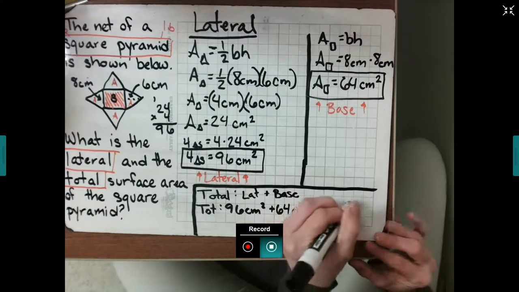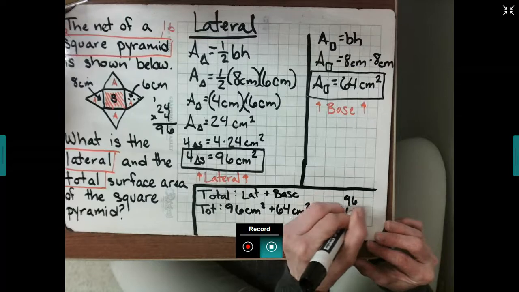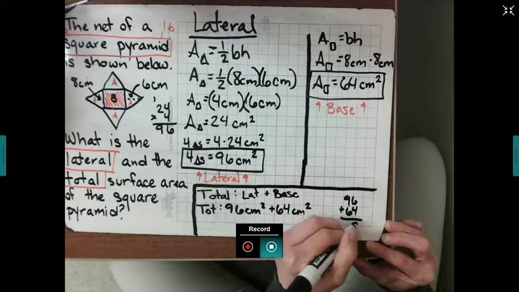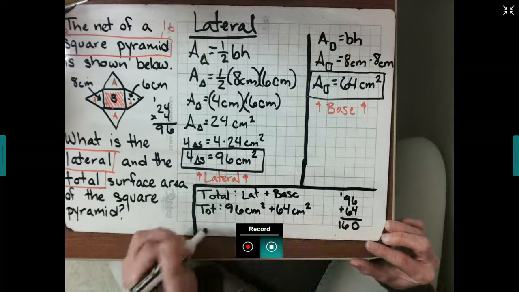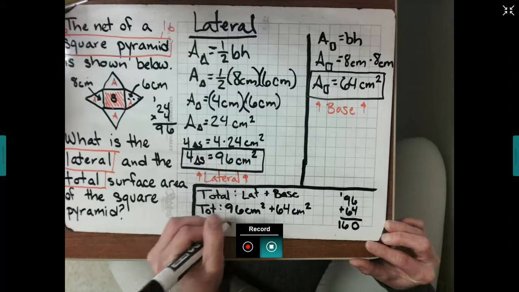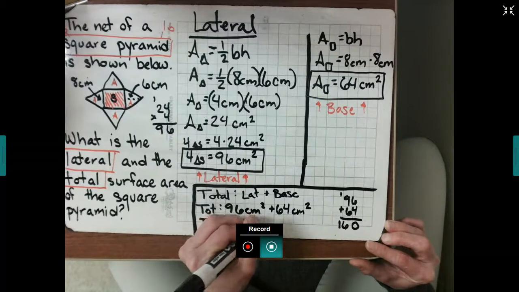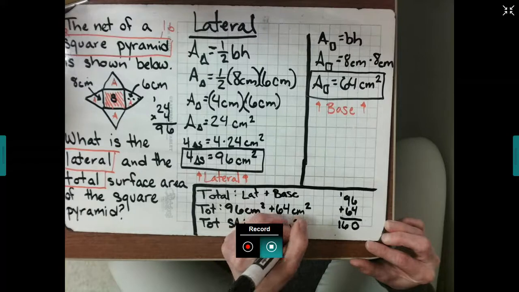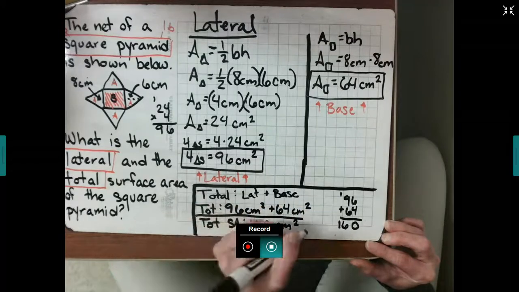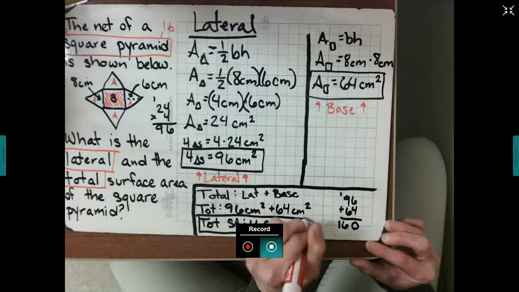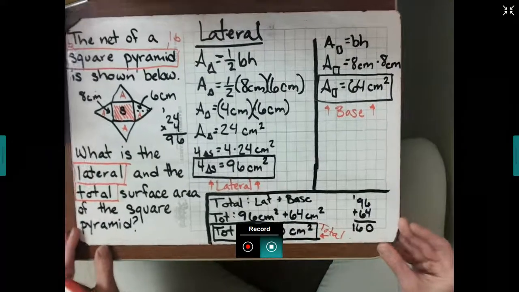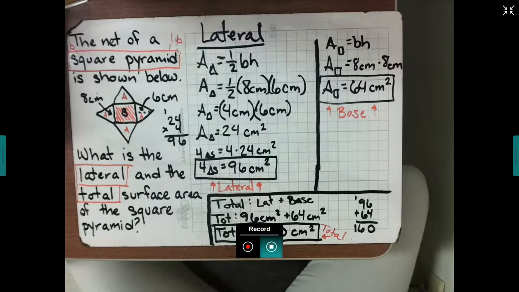And I'll show that addition over here. 96 plus 64. 6 plus 4 is 10. Drop the 0, carry the 1. 9 plus 1 is 10, plus 6 is 16. So my total surface area is 160 centimeters squared. And again, I box in my final answer and identify it with the red to help you out. So that is how you find the lateral and total surface area of 3D figures.